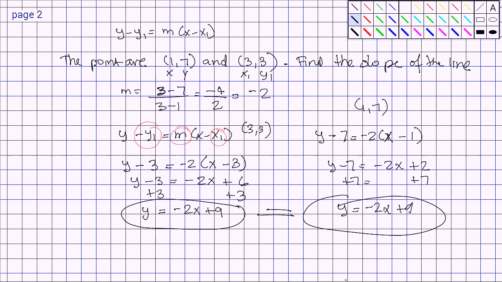So a lot of the times when you use the point-slope equation of the line, you will be given 2 points, you will find the slope, and then from the slope you can plug it into the point-slope form and do some manipulations of the math to come up with the slope-intercept form.